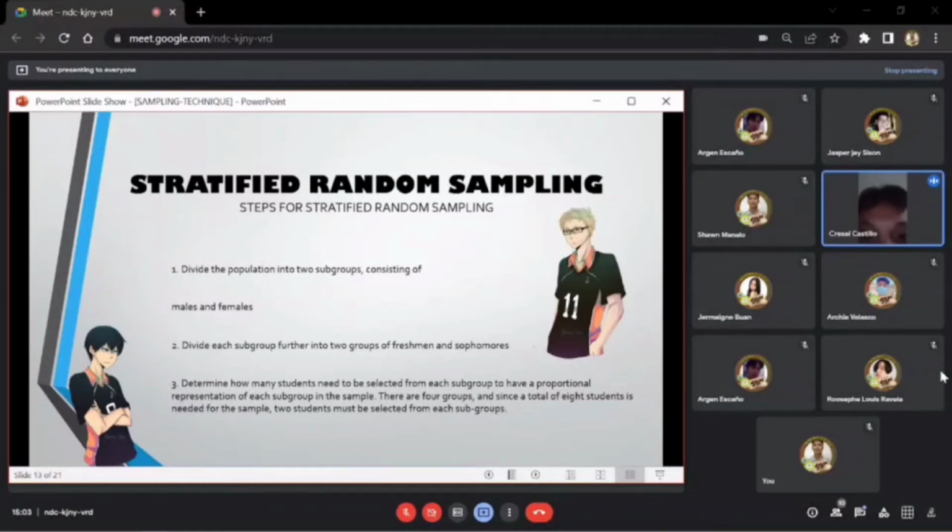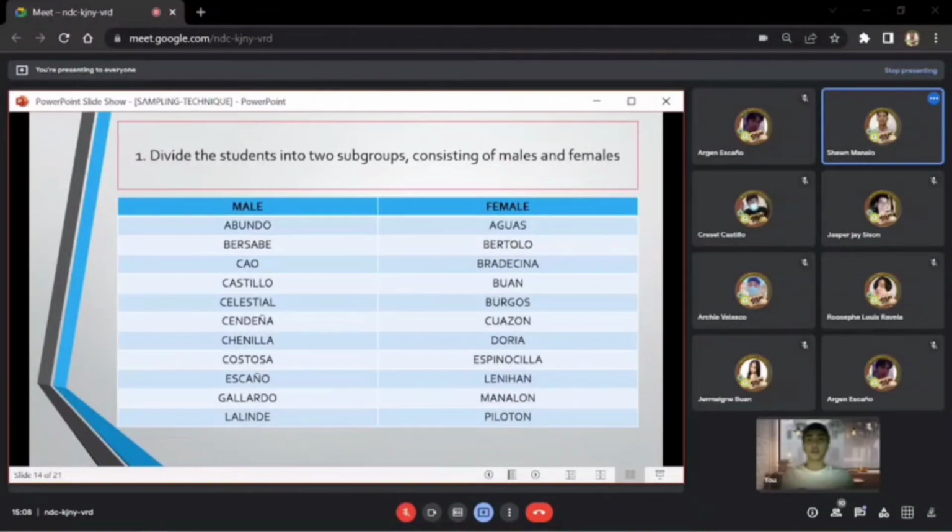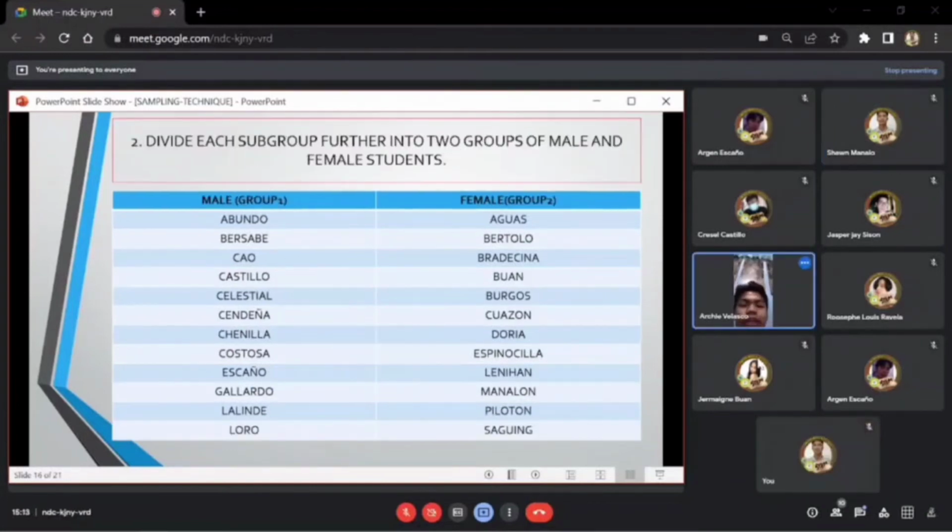There are four groups, and since a total of 8 students is needed for the sample, 2 students must be selected from each subgroup. We need to divide the 50 students into two subgroups consisting of males and females. Step 2, we need to divide each subgroup further into two groups of male and female students.